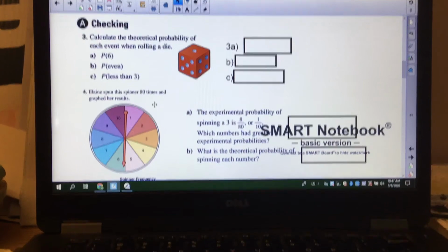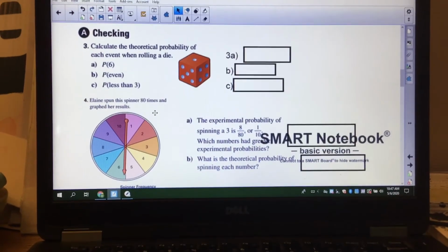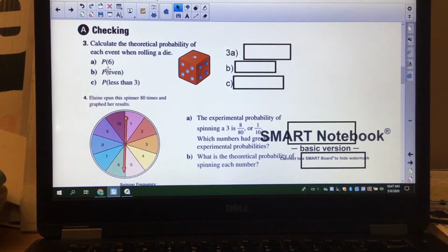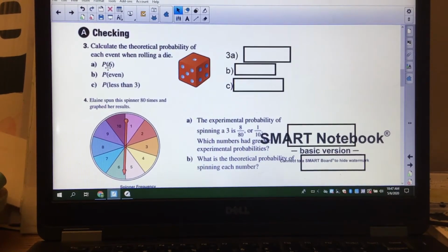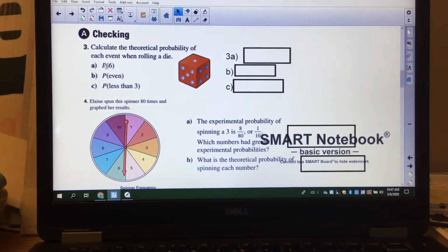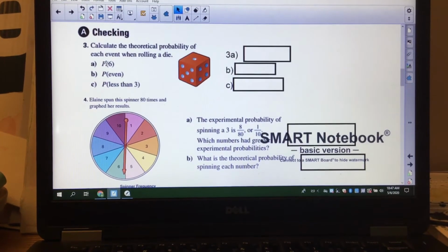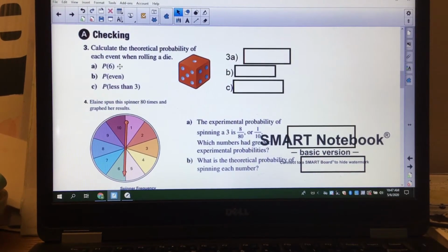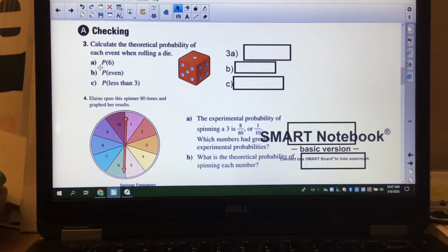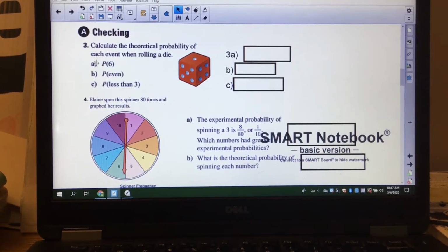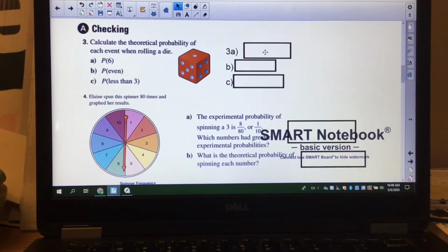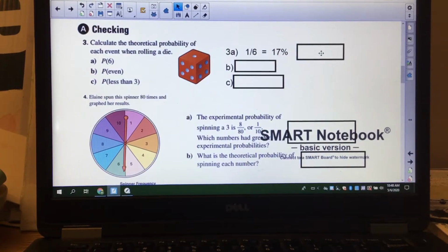It has 6 sides, so each probability with one roll will be out of 6. Question 3a: when it's written P with something in the brackets, that's asking what's the probability of rolling a 6. That's how the mathematics looks when asking a probability question. You don't want that as a word problem, you want it to look just like that. So the probability of getting a 6 would be 1 out of 6, which is 17%.